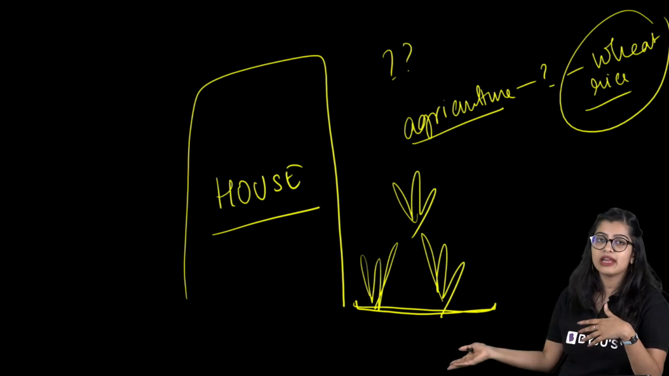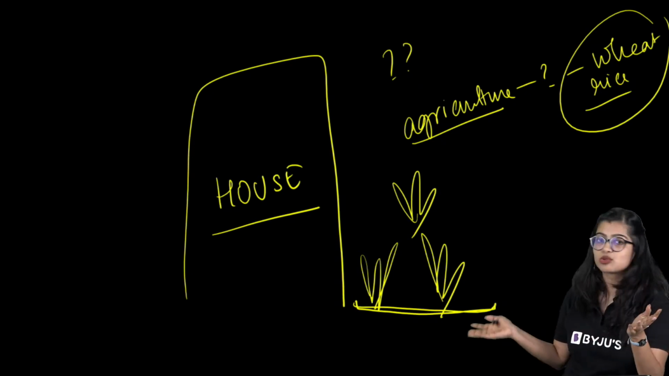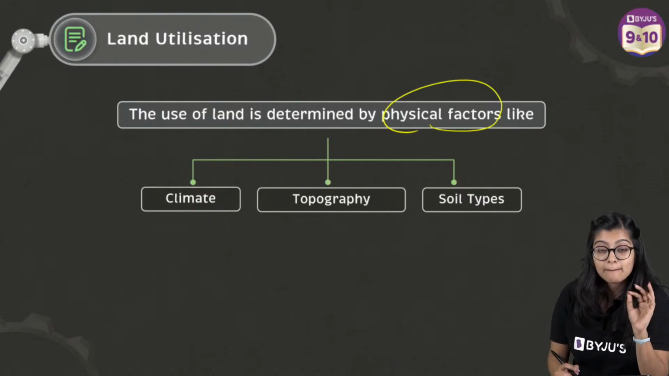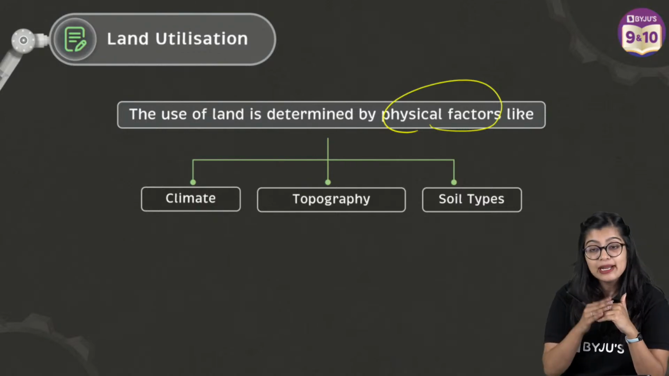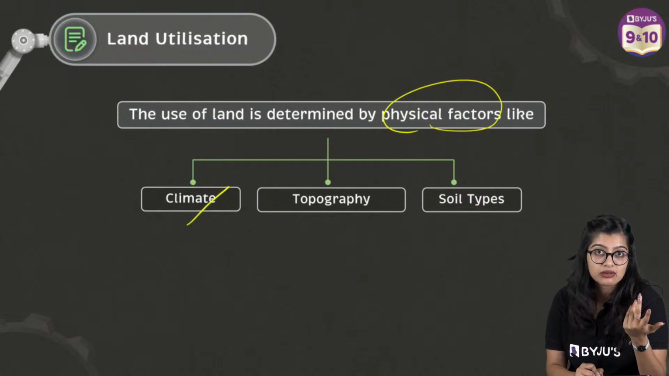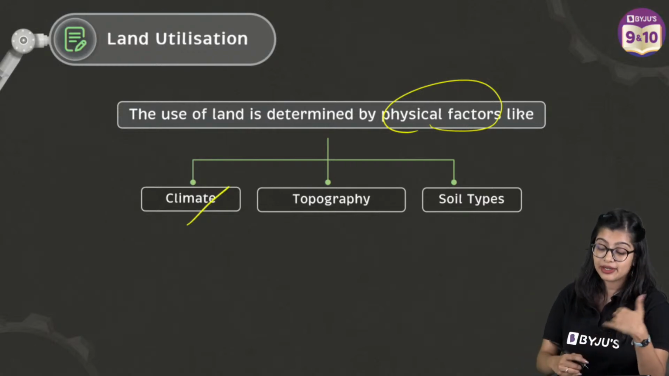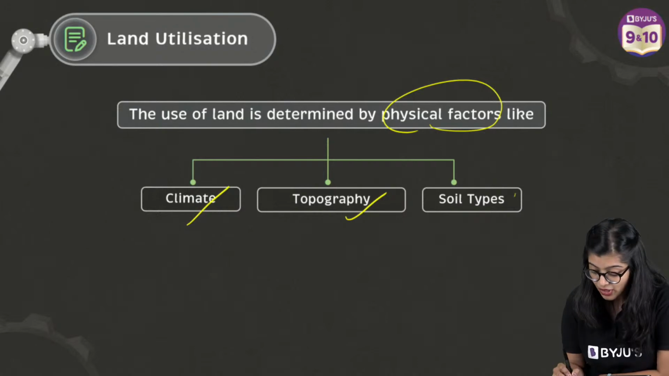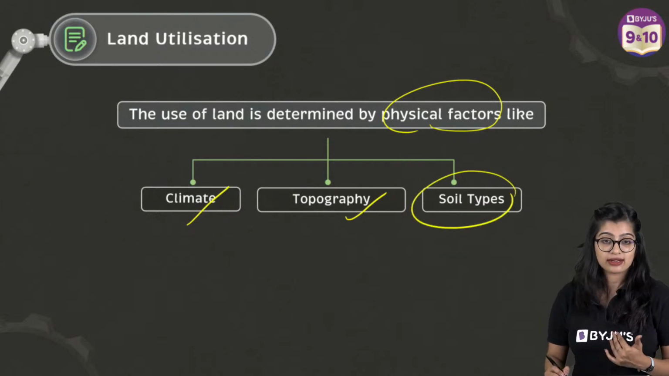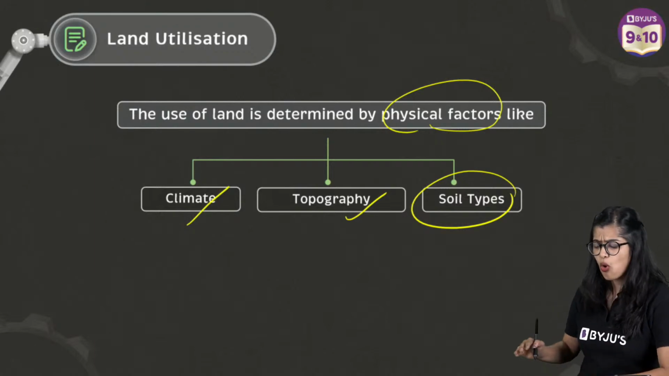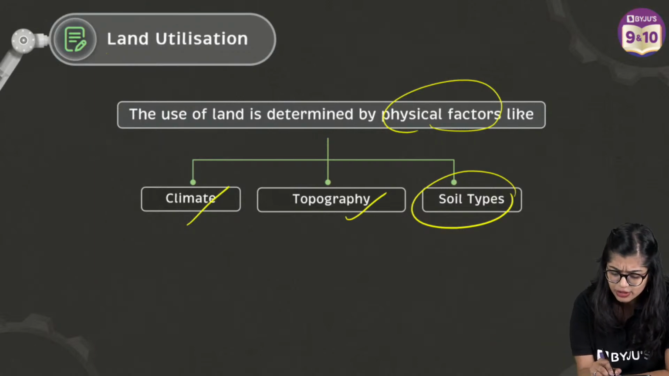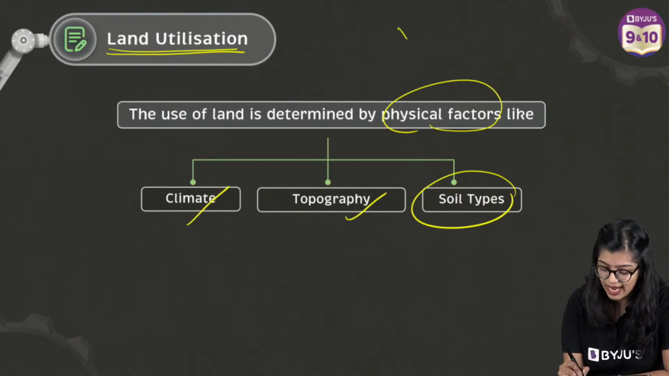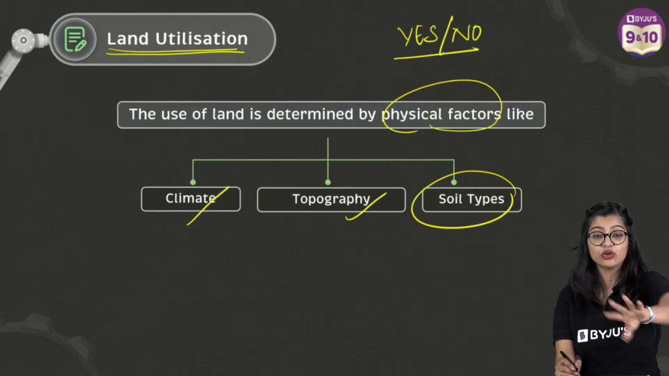Obviously, if I'm living in Bangalore and I've decided to grow rice and wheat on a small plot of land near my house, it may not grow. May or may not, you never know, you should try it out. But my point is that it depends on physical factors, like what is the climate? In Bangalore, you have this kind of climate, then the topography, how is the land, what type of land is it, what kind of soil is there? So physical factors matter. But along with that, do you think only physical factors matter when it comes to land utilization? So if I want to utilize land, will I only depend on physical factors? Yes or no? What do you think?